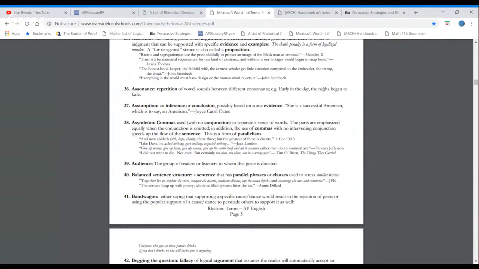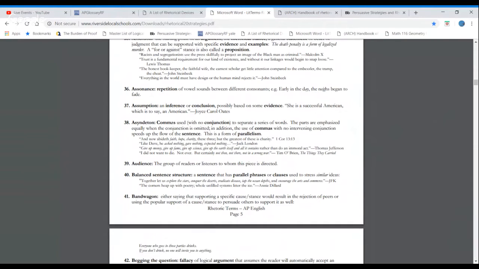Assumption: an inference or conclusion possibly based on some evidence. "She is a successful American, which is to say an American." Joyce Carol Oates. We'll just do the A's. We'll go to the B's later.